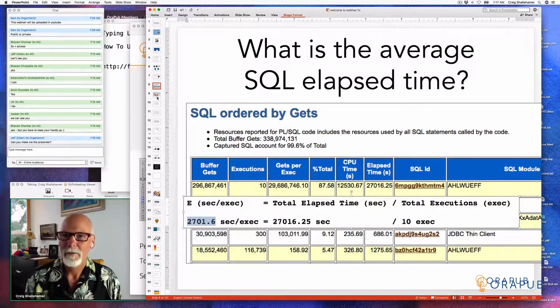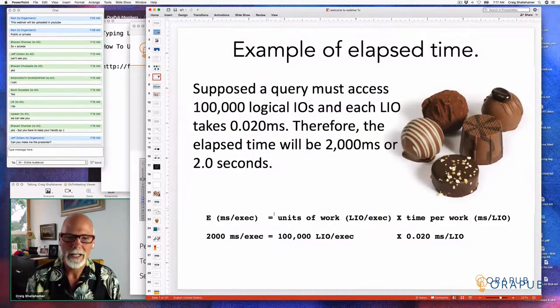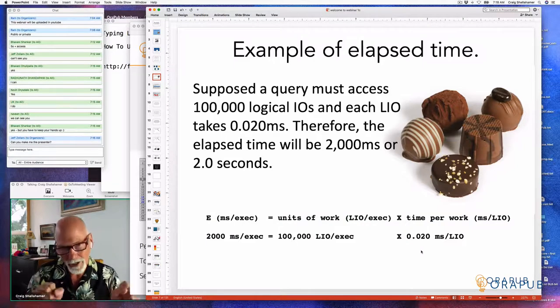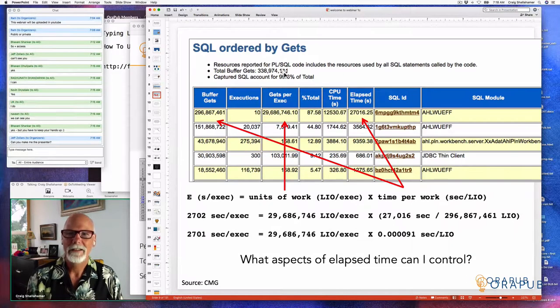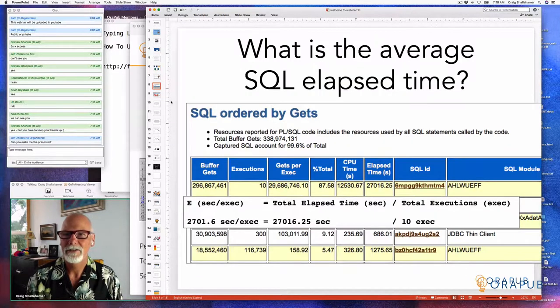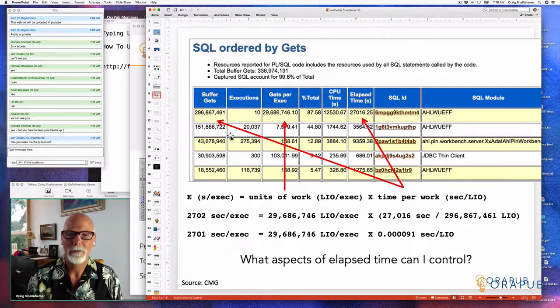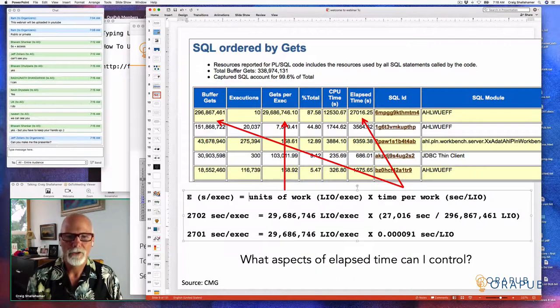But let's look at it the way we looked at it before. This is more of a queuing theory way of looking at it, and it really highlights the knobs that we have to alter the elapsed time. Same part of the AWR report, the SQL ordered by gets, but I'm putting it into this format right here. How many units of work, like how many logical IOs per execution? That's the gets per execution right here, 29,000. So you just type that in.